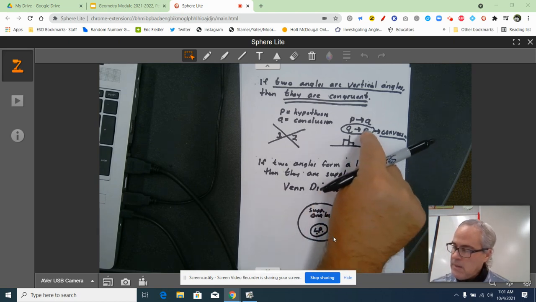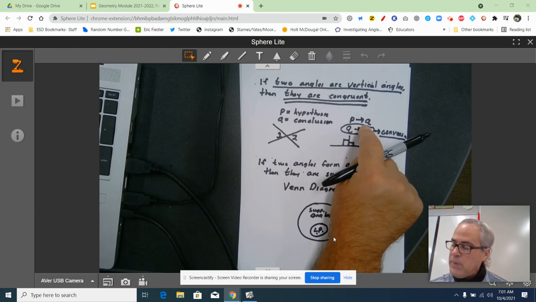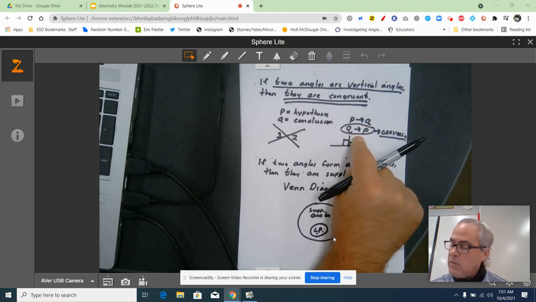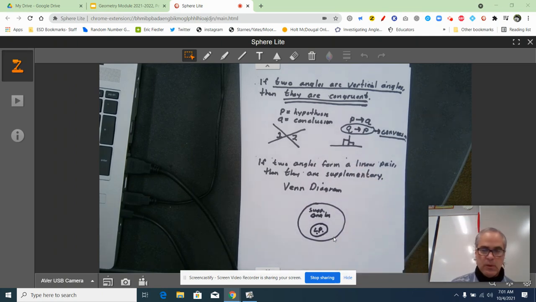And also the P's and the Q's: being able to take a conditional statement, write it in the form of P and Q, and then being able to calculate what the converse is of that. So going right from a conditional statement to the converse is something else I want to hold you accountable for.